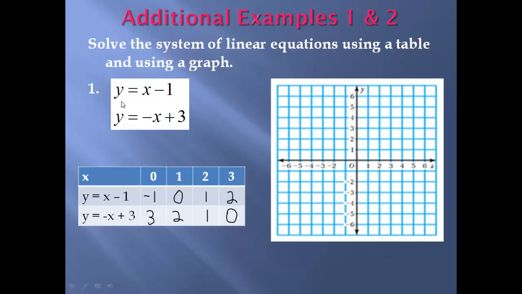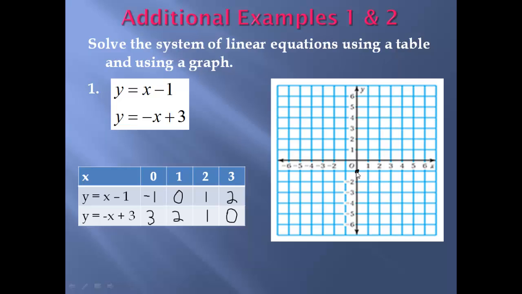So now if we want to graph the first one, y equals x minus 1, we can graph this using slope intercept form. We could plot our points, but we'll go ahead and try slope intercept form. So our y-intercept is negative 1. So we're going to put our point at negative 1. And then our slope is 1.